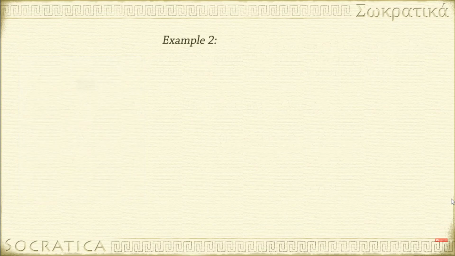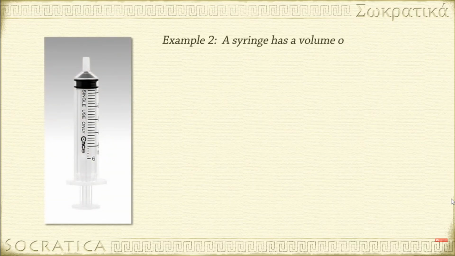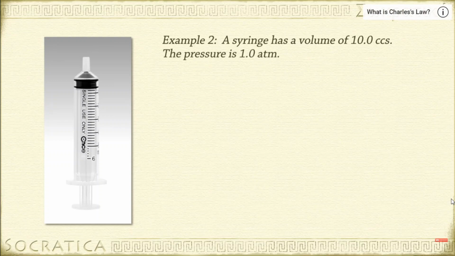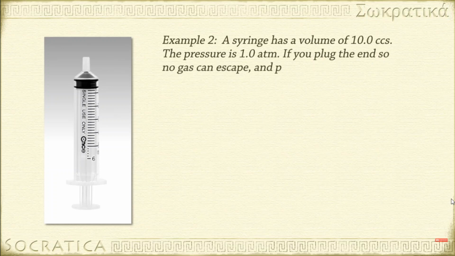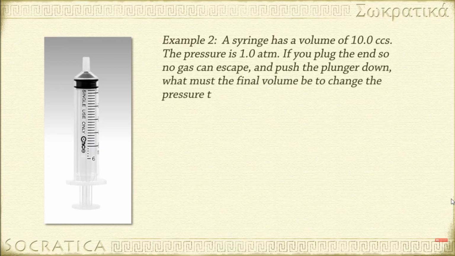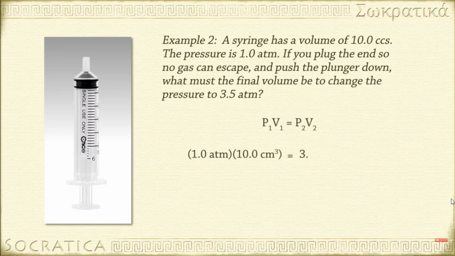Here's another example. A syringe has a volume of 10.0 cc's, or 10 cubic centimeters. The pressure is 1.0 atmospheres. If you plug the end so no gas can escape and push the plunger down, what must the final volume be to change the pressure to 3.5 atmospheres? P1V1 equals P2V2. 1.0 atmospheres times 10.0 centimeters cubed equals 3.5 atmospheres times V2.